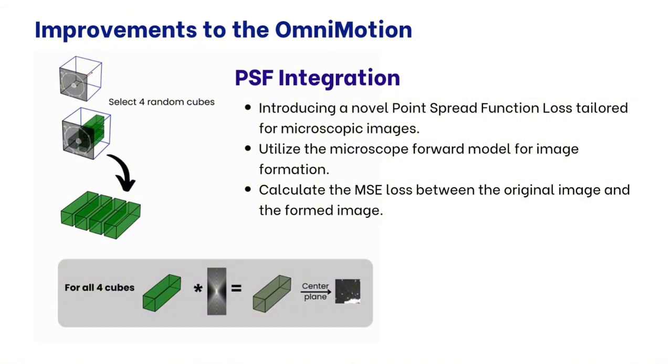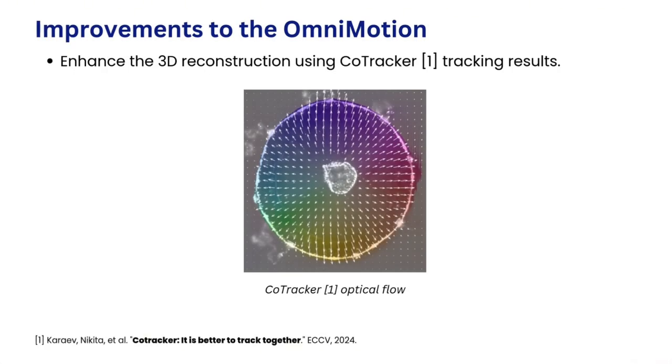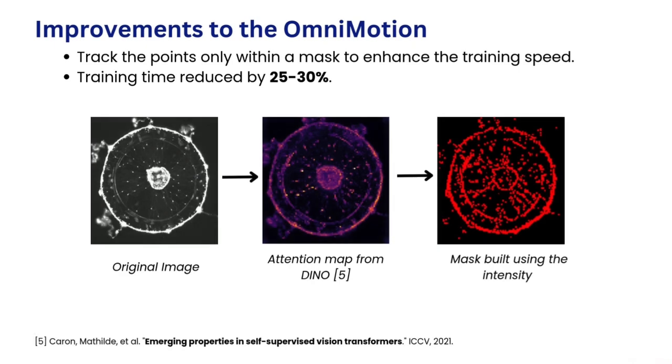First, we introduced a new loss function by incorporating our point spread function. Another improvement we made was to replace the noisy correspondence which we used to calculate the flow loss with the CoTracker method. To reduce the training time, we only use selected pixels after applying a foreground mask. Thereby, we were able to reduce the training time by 25 to 30%.